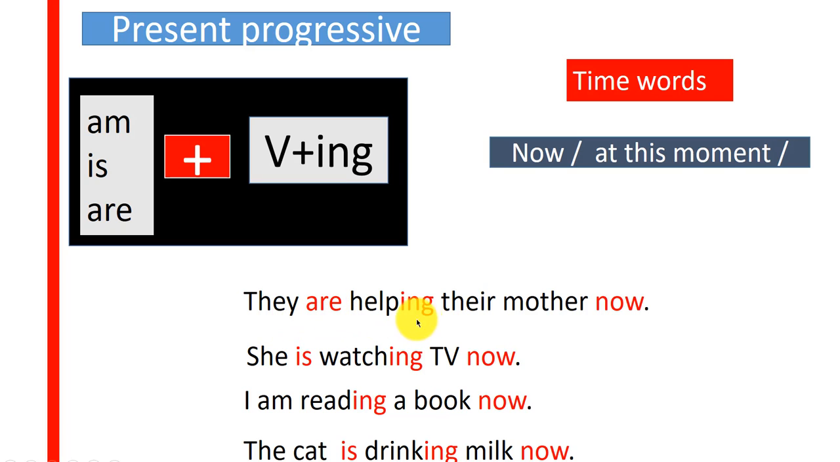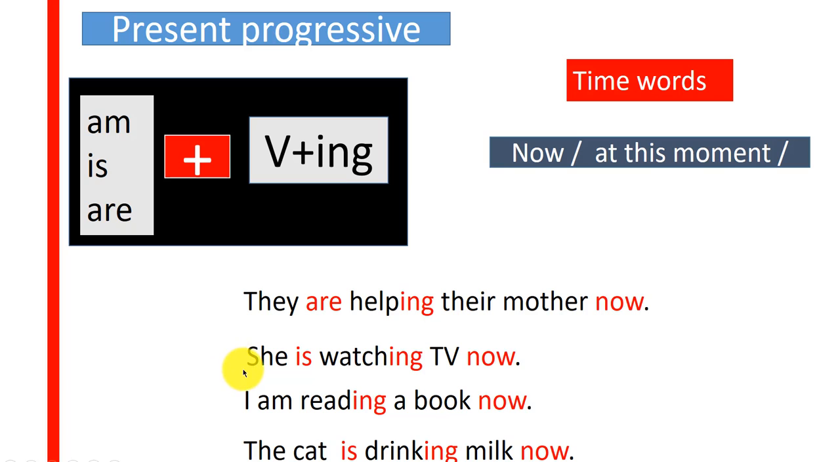They are helping their mother now. Where is the verb of this sentence? It is are helping. It is in which tense? It is in the present progressive tense. Why have we used this present progressive tense? Because we have the key word or the time word now. When we have now, we use the what? The present progressive tense. Good.